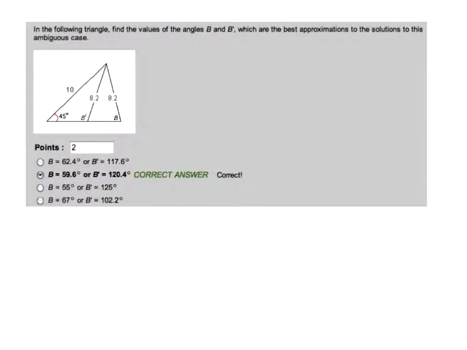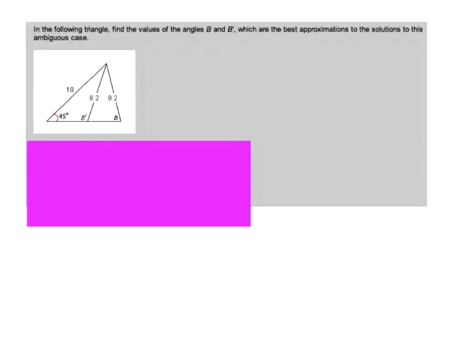Okay, let's try this one. It says in the following triangle, find the values of the angles B and B prime, which are the best approximations to the solution to this ambiguous case. It's a lot of nonsense. The words are a lot of nonsense. So let me give you just a second to write down the question, and I will help you work through it. Will you give me a check mark once you have it on your paper?